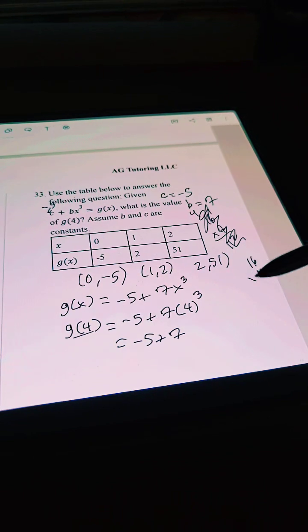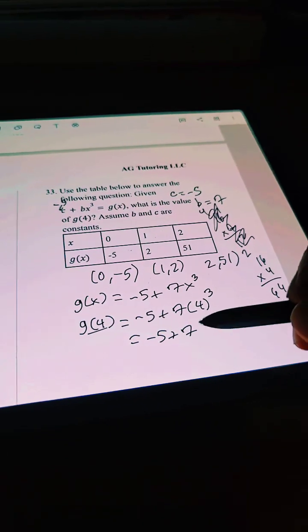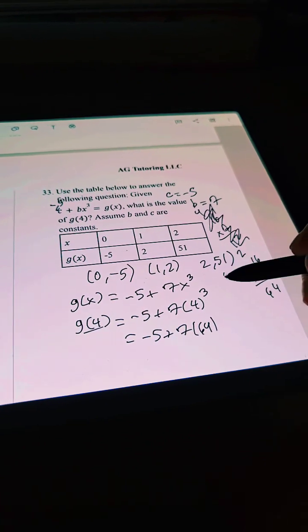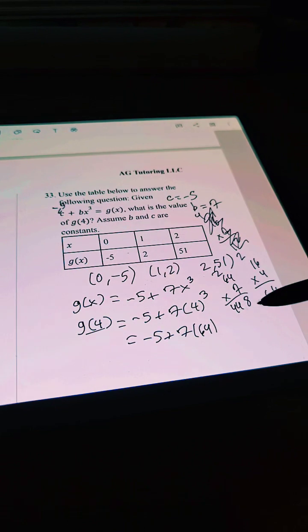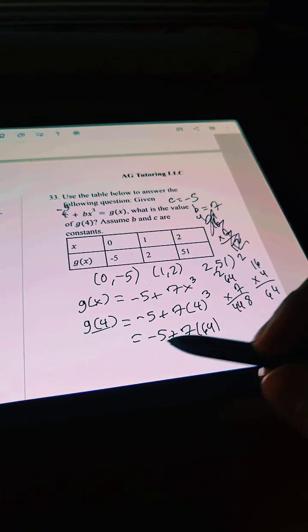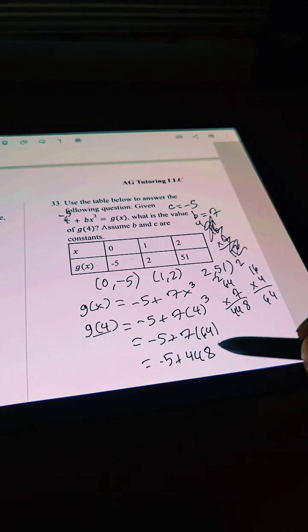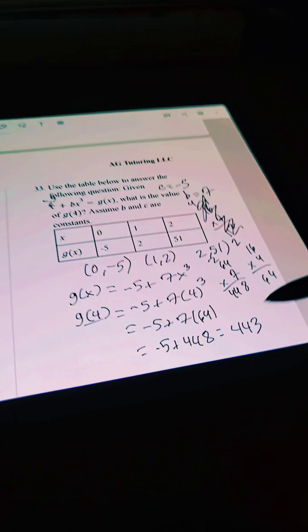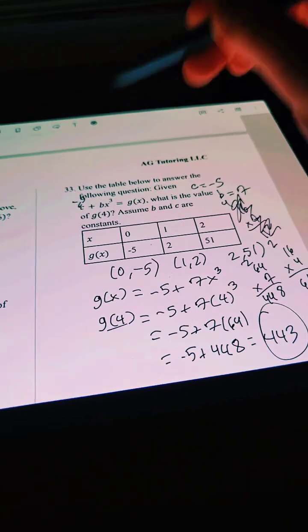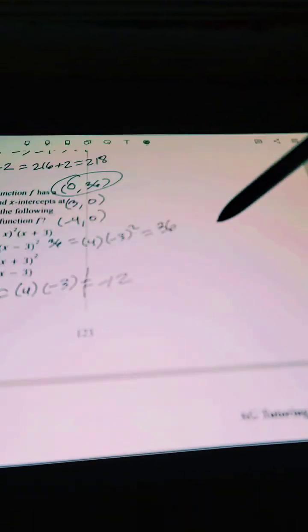16 times 4, because I forget what this is. That's going to be 64. Okay. 64, so now I have 64 times 7, 8, carry the 2, 44, 448. So we have -5 plus 448. It's going to be equal 443. Is that what I have? Yes, that is what I have. So now I have it right. There we go. Okay, thank you guys for correcting me.